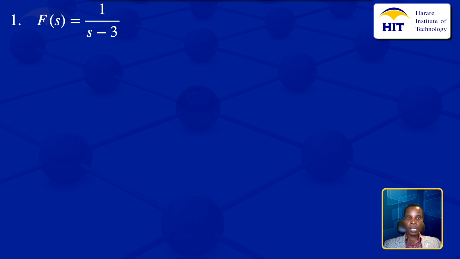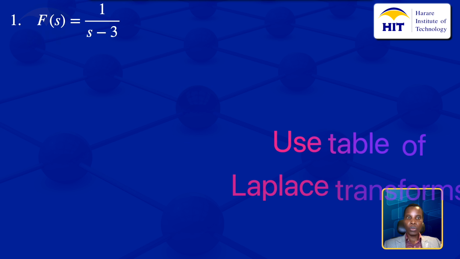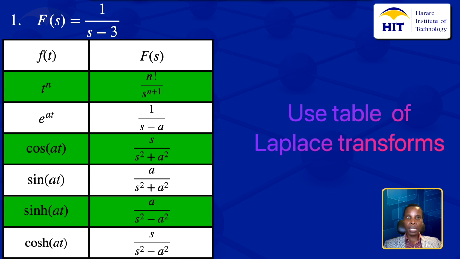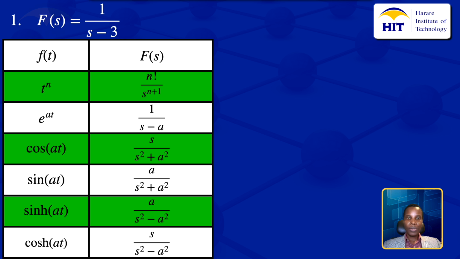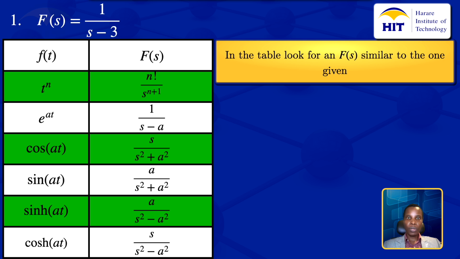To find the inverse Laplace transform, I'm going to use the table of Laplace transforms. We are given an F(s) and we want to find the f(t). In the table of Laplace transforms, we look for an F(s) similar to the one that is given. And we see that the F(s) that is similar is this one here, 1/(s - a).